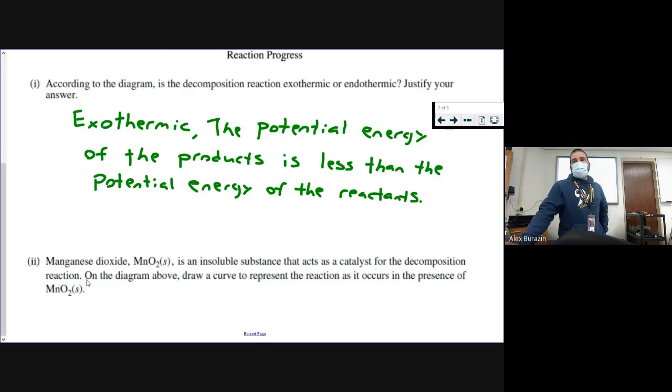But manganese dioxide is an insoluble substance that acts as a catalyst for the decomposition reaction. On the diagram above, draw a curve to represent the reaction as it occurs in the presence of MnO2.